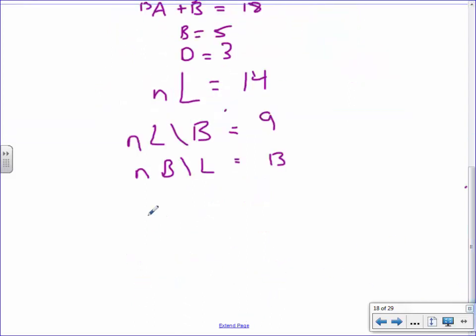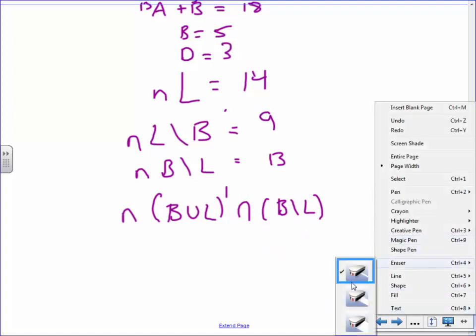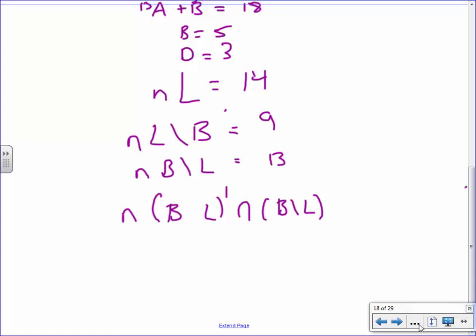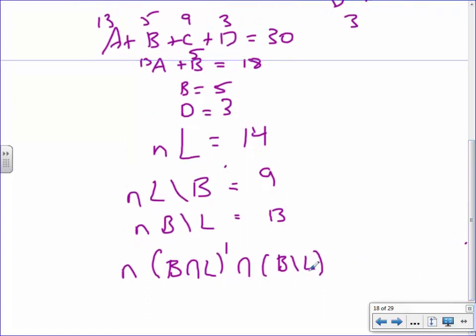Let's try one more, then we'll call it a day. The number of, okay, I'm going to go crazy here. Sorry, I want to change that. Okay, let's go a little nuts here. B and L prime and B not L. This is a little bit trickier once I start putting all these letters together. So let's talk through it one at a time here.